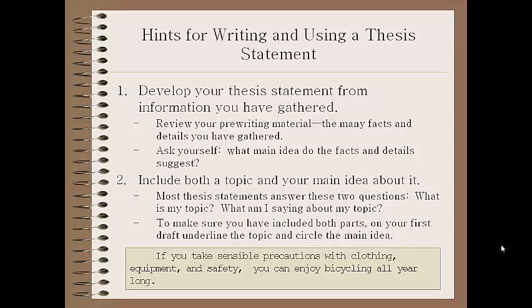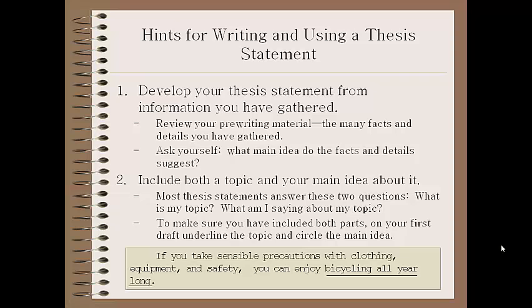Okay, so I've done some research and study on bicycling all year long, and I come up with this set of facts and information, and I look at it and say, okay, what do I have here? And I conclude that I have information about clothing, equipment, and safety. So I write my initial thesis statement. It'll be my working thesis statement that's going to control my paper, a statement that would include both my topic and then my main idea.